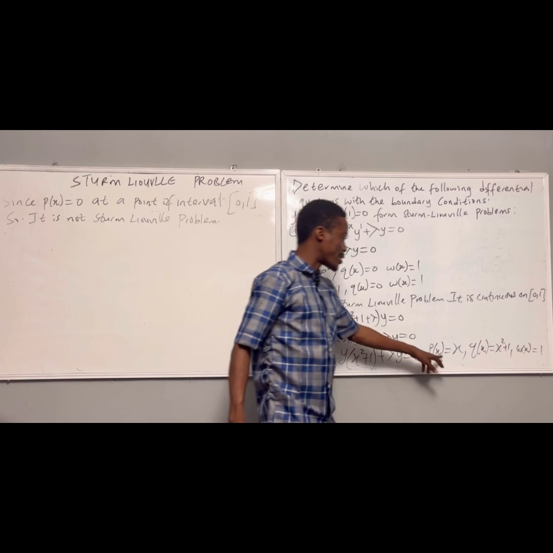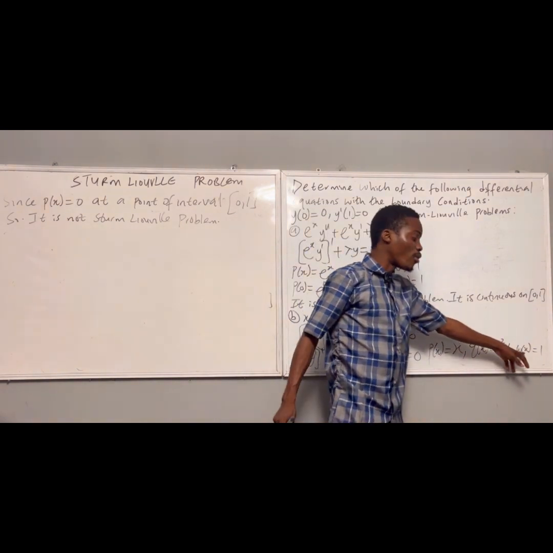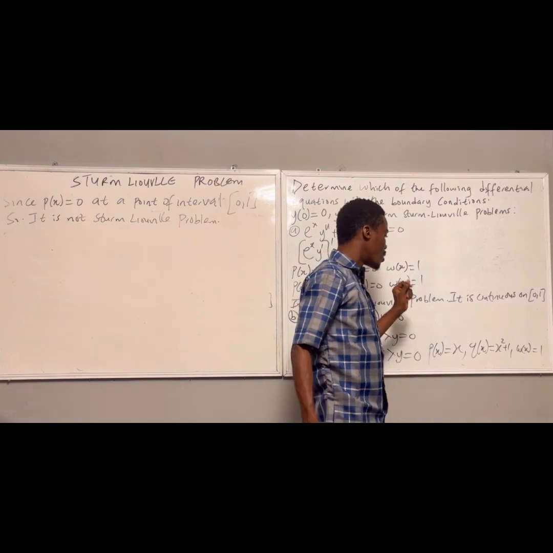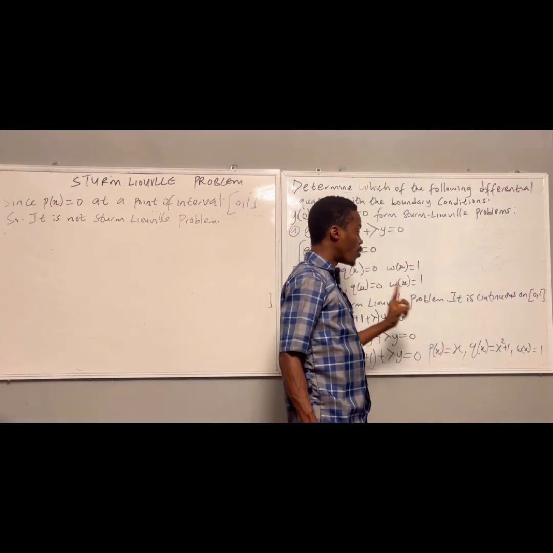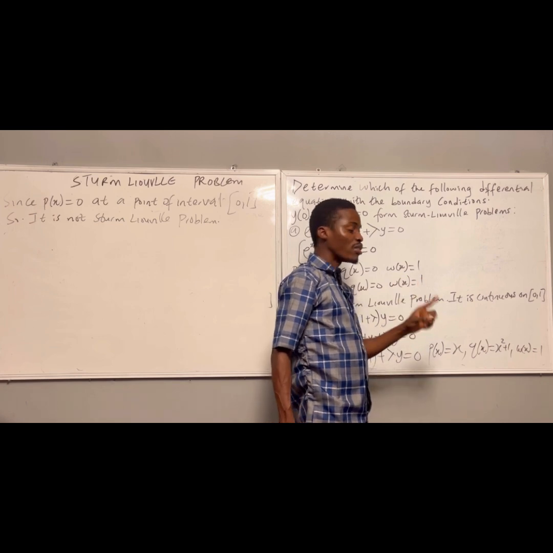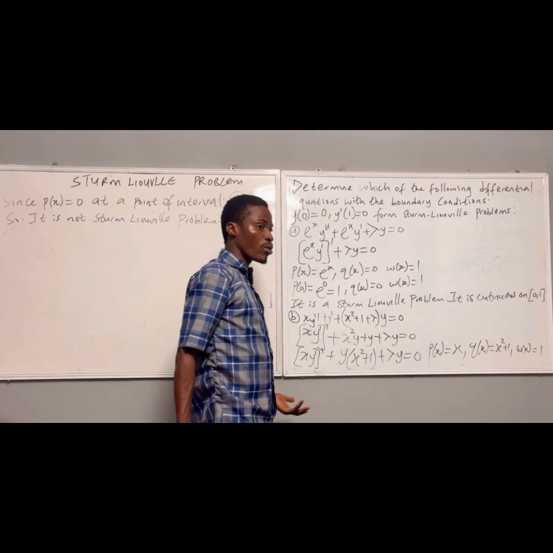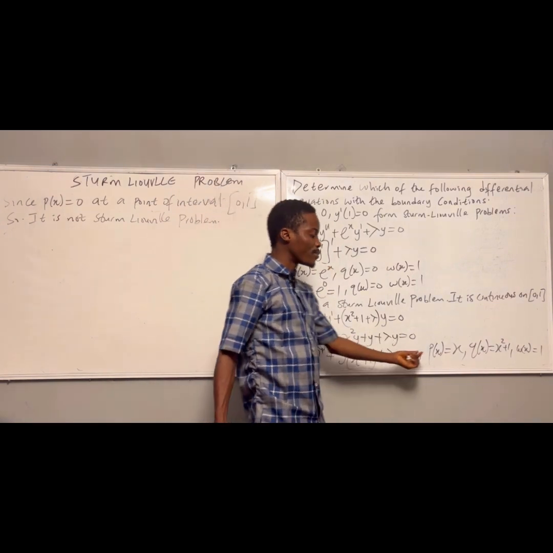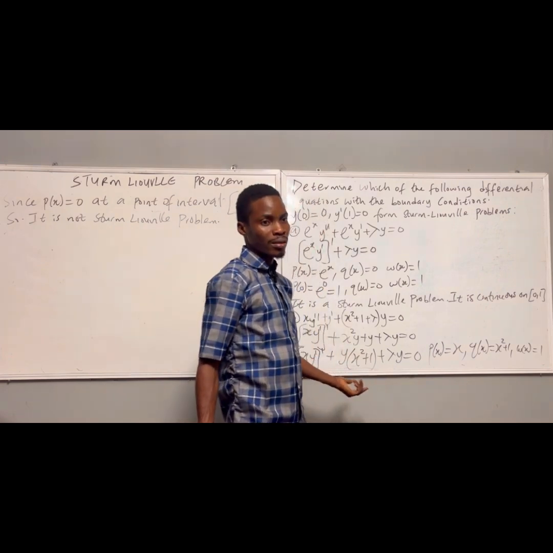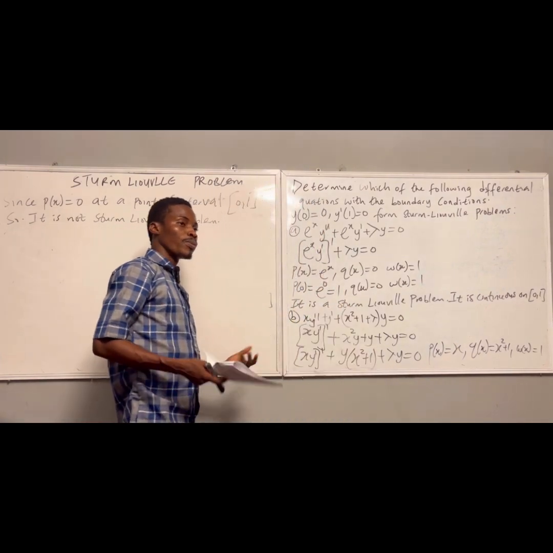Suppose our p of s here is positive, and our w of s is positive already. It means if w of s is positive, p of s must also be positive. But if one fails, it means it does not form a Sturm-Liouville problem. As you can see, we form a Sturm-Liouville form, but it does not satisfy p of s and w of s. And p of s and w of s must both be positive.